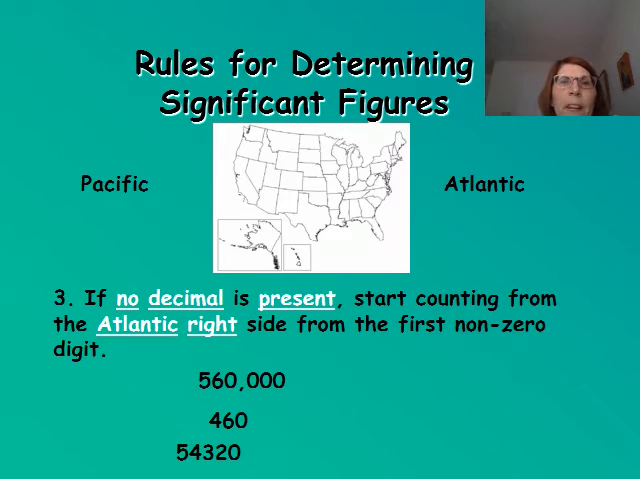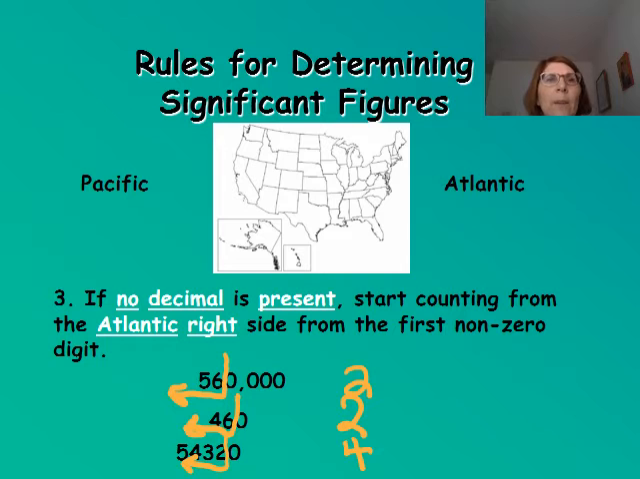Again, the Pacific Atlantic rule: if no decimal is present, we start counting from the Atlantic right side of the first non-zero digit, meaning that we're going to start here and go left. So that means I have 2 significant figures there. Here, if I start here and go left, I have 2 significant figures. There's no decimal, so I'm going to go left. So I have 4 significant figures.